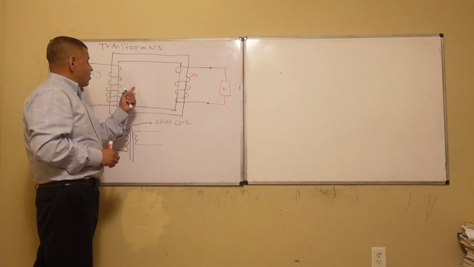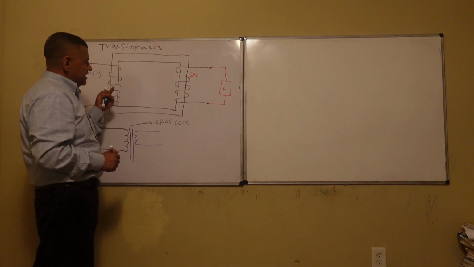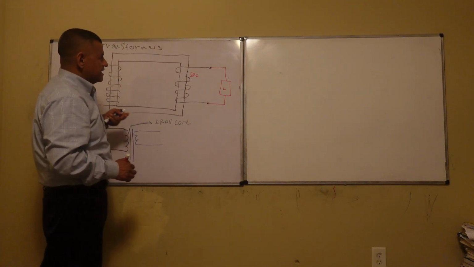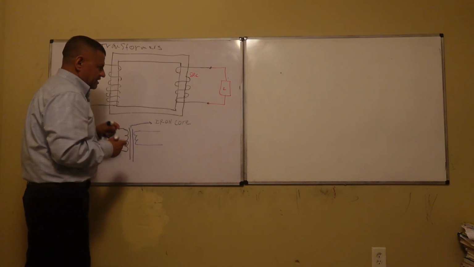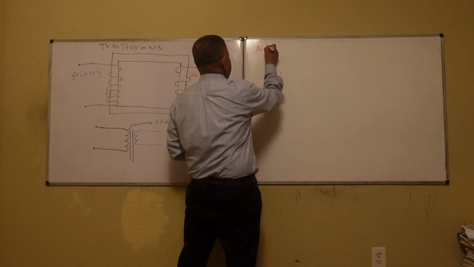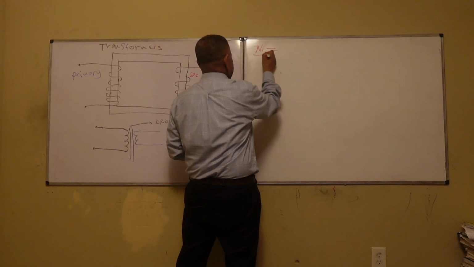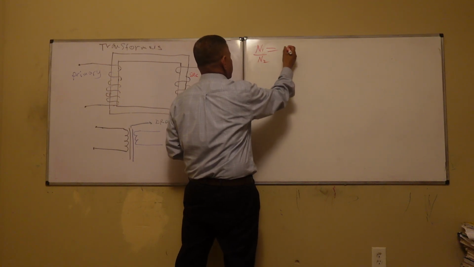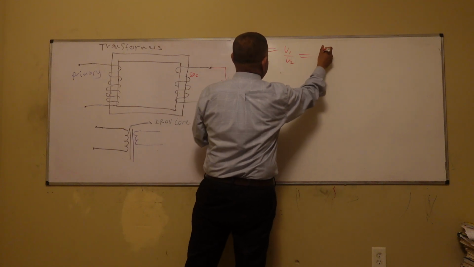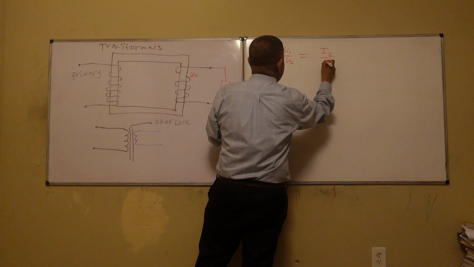So now the primary right here, primary coming in, right? And remember what we say: N1 over N2 is equal to B1 over B2, which is equal to I2 over I1.